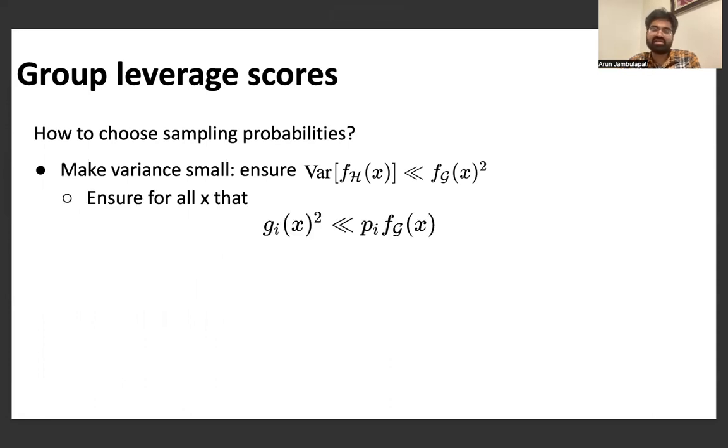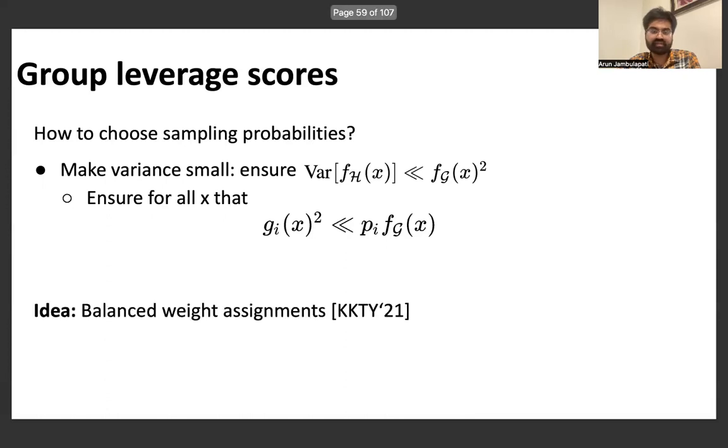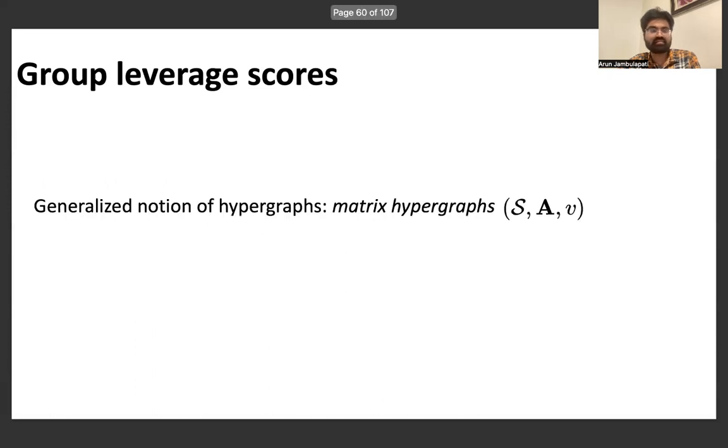Well, one way of doing this is to look at the expression for the variance and see that if we're able to control g sub i of x by the original hypergraph energy times this multiple of the probability for all vectors x, then we can say the variance is very small. So how do we actually get this sort of constraint? We're going to use a tool from previous work called balanced weight assignments.